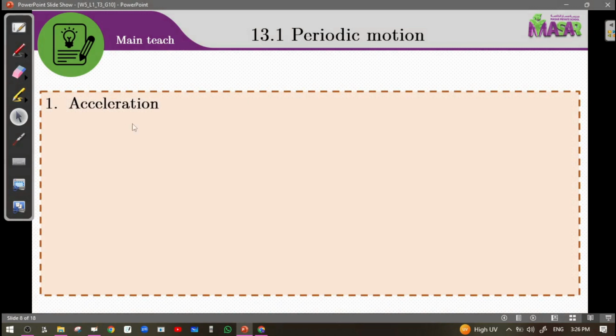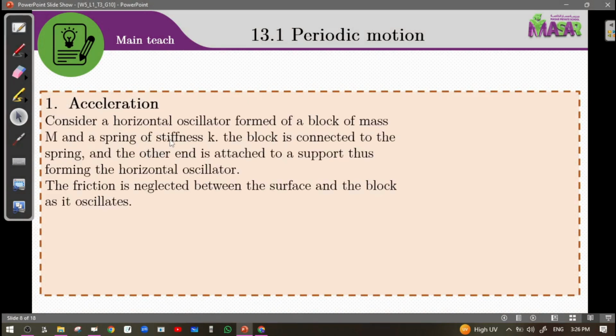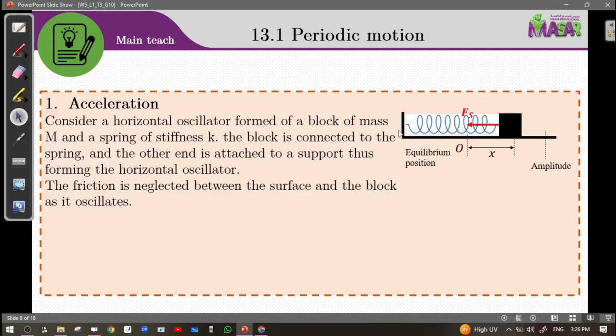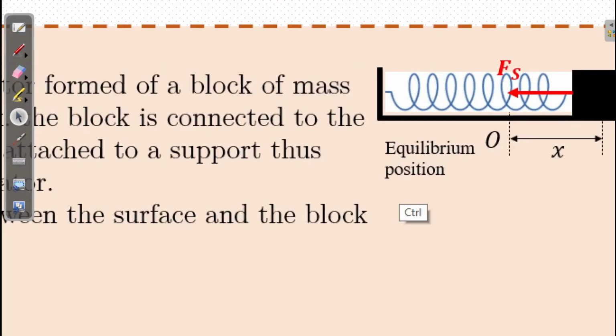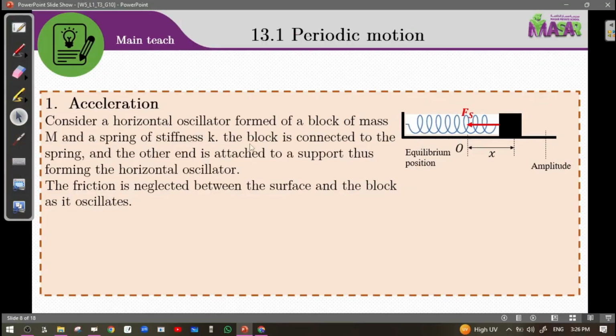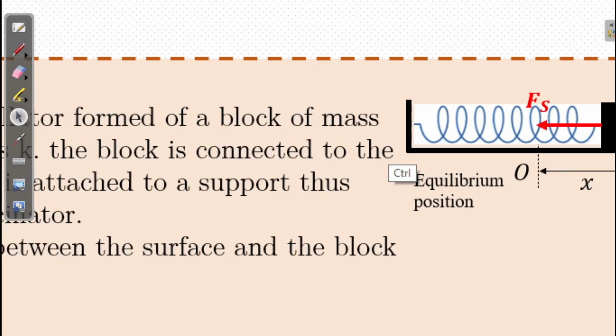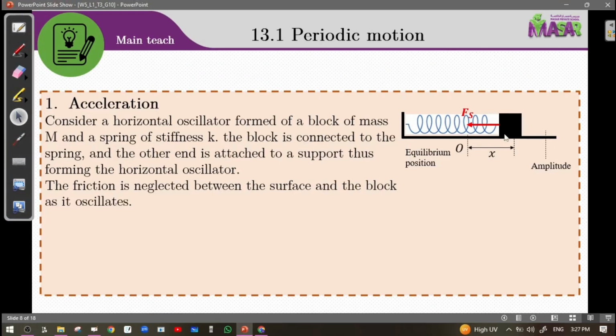Now let's study the acceleration. In order to study the acceleration, we are going to consider a horizontal oscillator, which is formed of a block of mass m and a spring of stiffness k, as we can see here. The block is connected to the spring and the other end is attached to the support. This system forms what we call the horizontal oscillator.